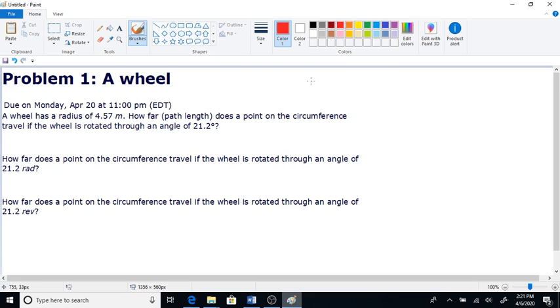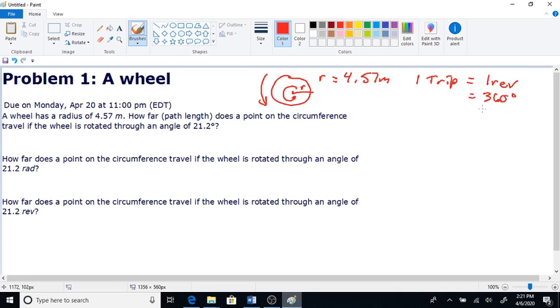We have a wheel, and it has a radius. We'll call it R because I'm out of room there, and the radius is 4.57 meters. So if you think about this wheel rotating, one trip around, in terms of this interior angle, is called one revolution. It's also called 360 degrees, and it's also called 2 pi radians.